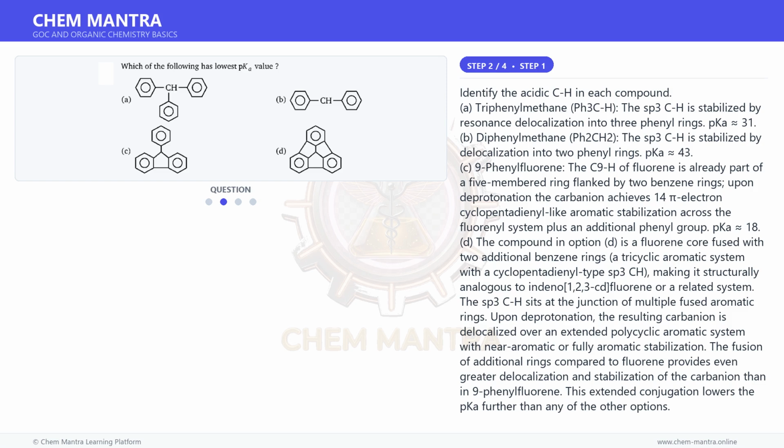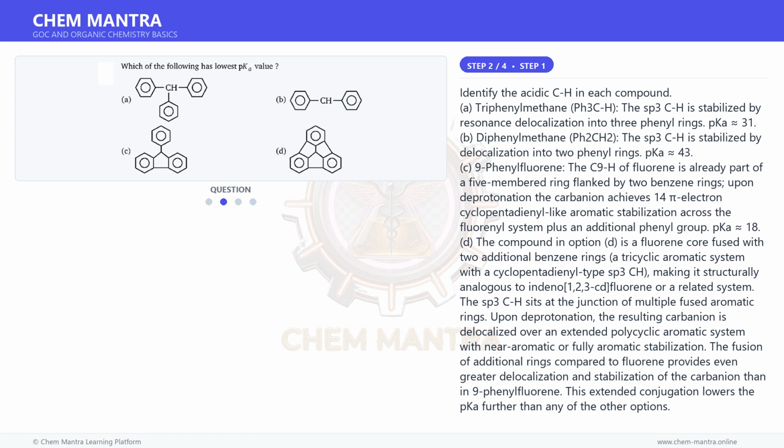Identify the acidic C-H in each compound. A. Triphenylmethane, Ph3C-H. The sp3 C-H is stabilized by resonance delocalization into 3 phenyl rings. pKa 31. B. Diphenylmethane, Ph-CH2-Ph. The sp3 C-H is stabilized by delocalization into 2 phenyl rings.